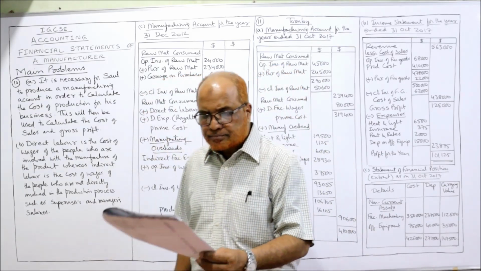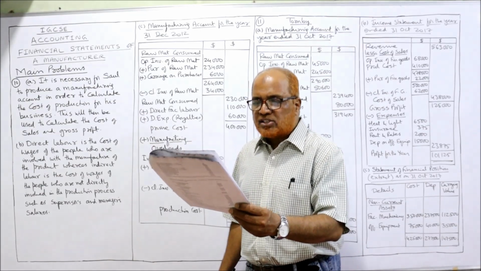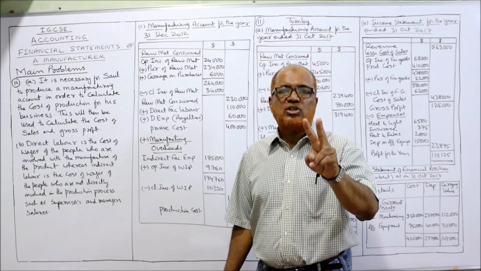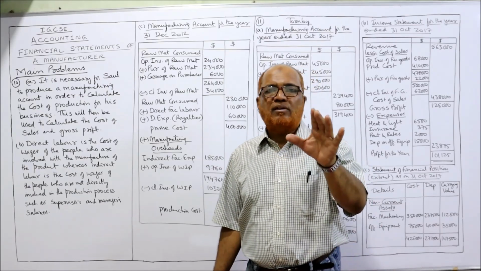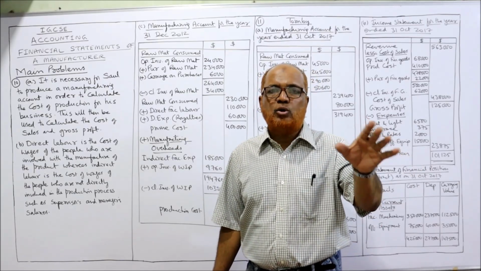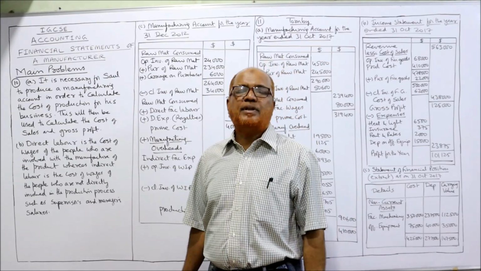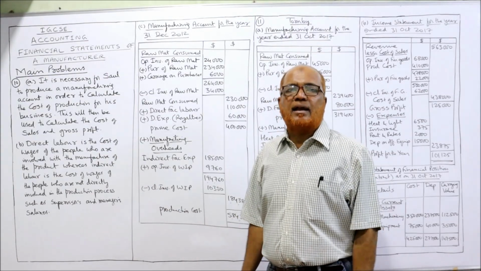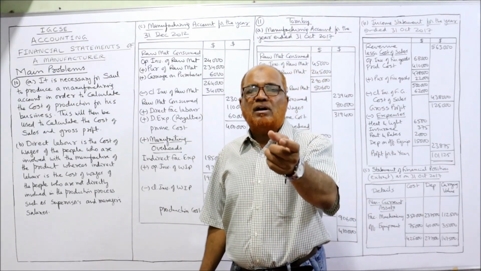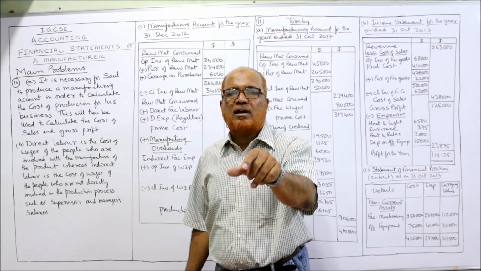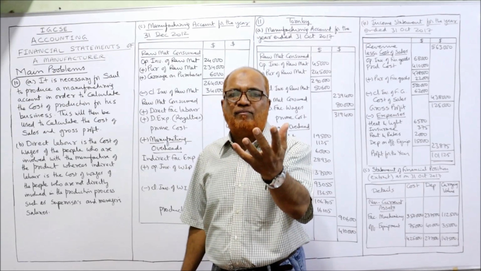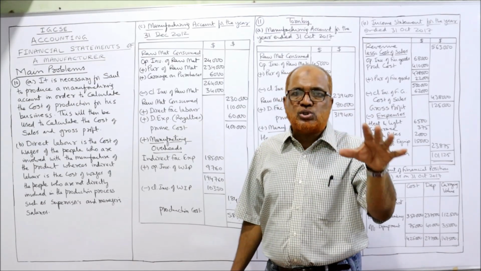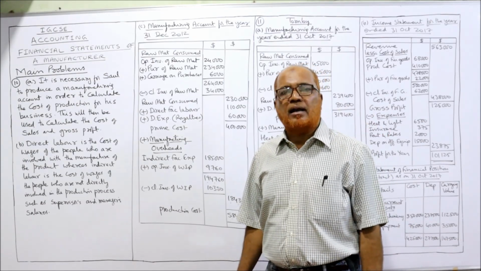Second question is, explain the difference between direct labor and indirect labor. Two types of labor charges are there. Labor means the wages which are paid to produce the goods. So broadly we divide labor into direct labor and indirect labor. Direct labor means the wages paid to those workers who are engaged in manufacturing the goods, directly involved in producing the goods. That is called direct labor.